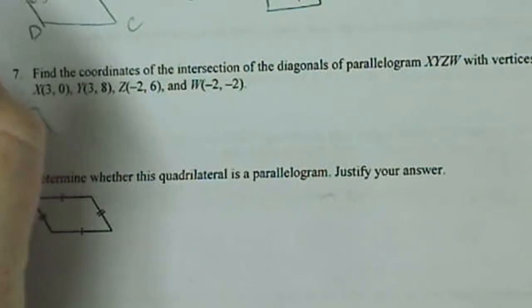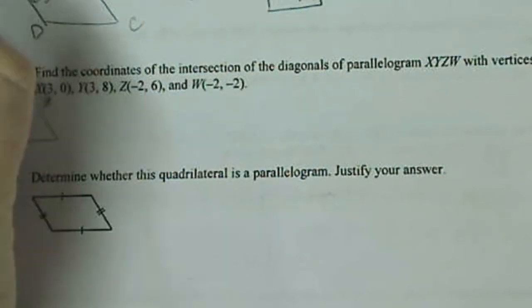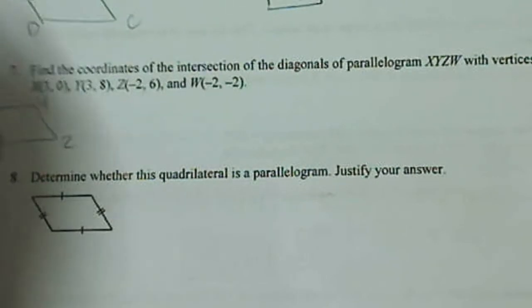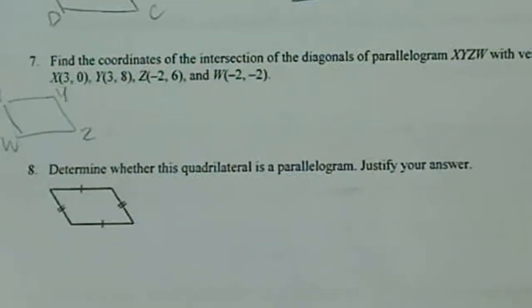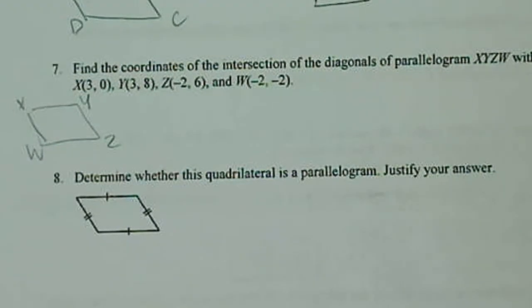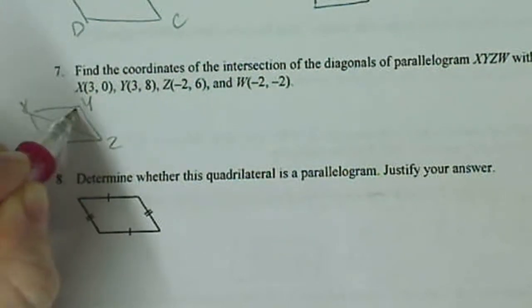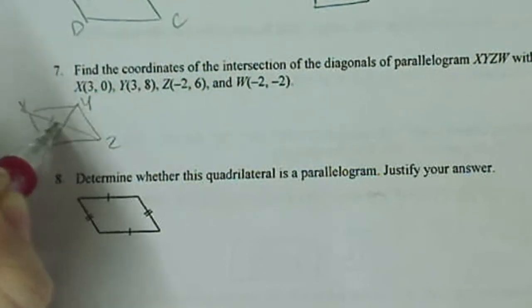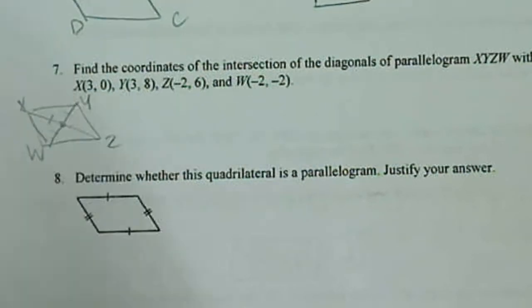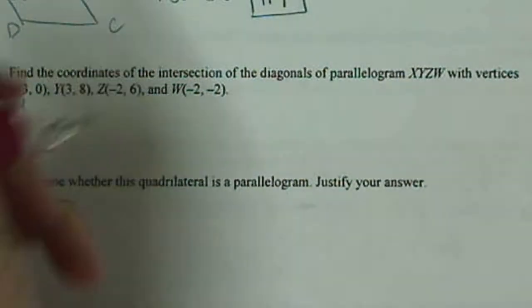We know that if I sketch this out, we have x, y, z, w. In order for a parallelogram to be a parallelogram, its diagonals have to be bisected. In other words, this point in the middle is a midpoint. It's the midpoint of xz, and it's the midpoint of wy. So you could graph it if you wanted to, or you could just find the midpoint of xz and wy. So that's what I'm going to do. I'm going to use the midpoint formula.